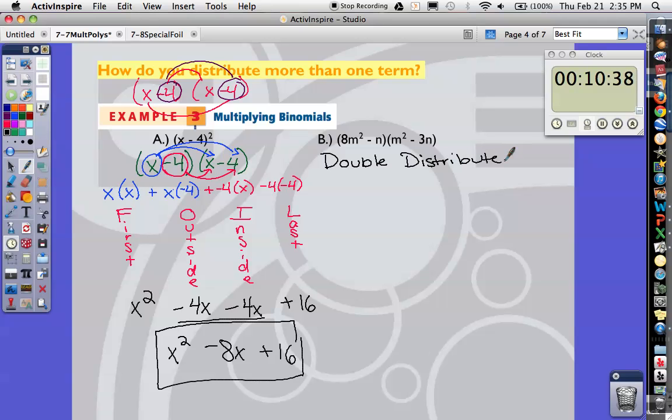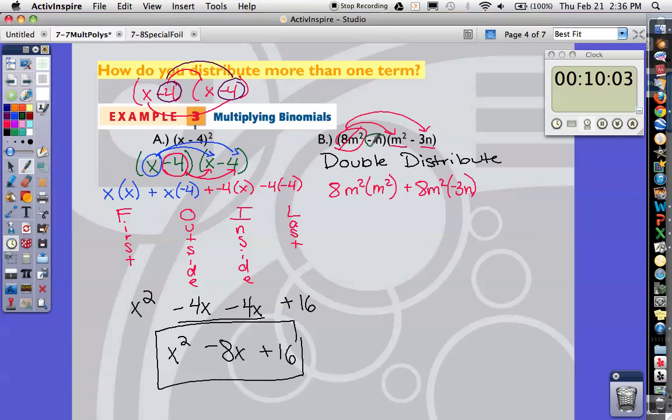So you're going to distribute this first term to every term over here. So we would have 8m squared times the m squared. And then you would do the 8m squared again times the minus 3n. Once you distribute this first term to everything in the second quantity, there's nothing else to give it to, right? So now we're done with this. Move on to the next term.